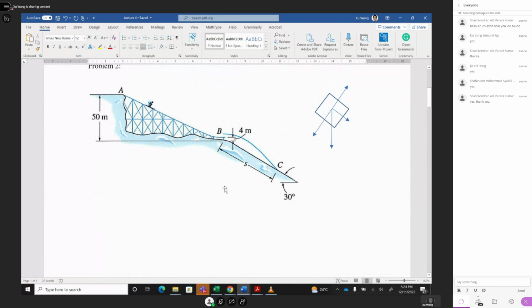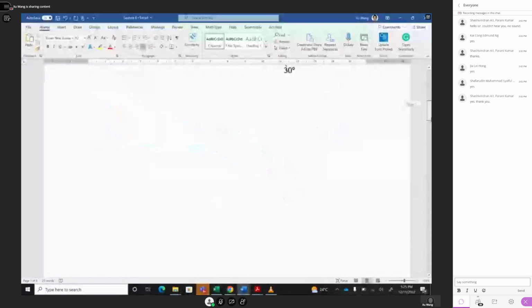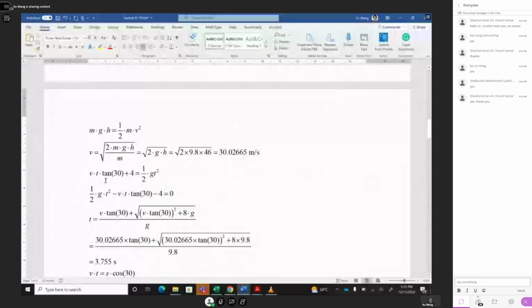The horizontal distance is this distance. This distance divided by this one equals tangent, because this is 30 degrees. So this one divided by this one, tangent is 30 degrees. Then you use this one, and this one times tangent 30 degrees, they equal to this one, plus 4. That's your vertical travel distance. Horizontal, so you see that v t tangent is that.